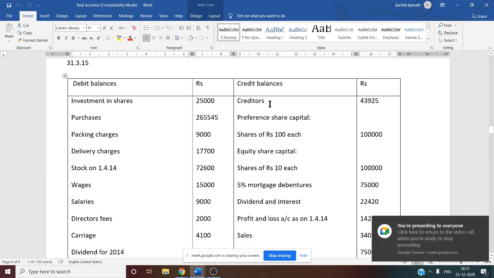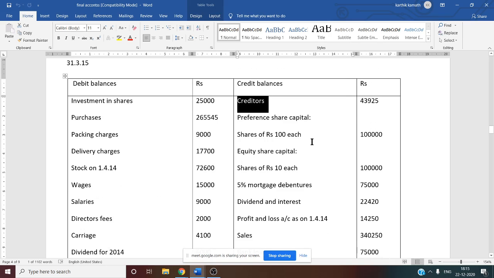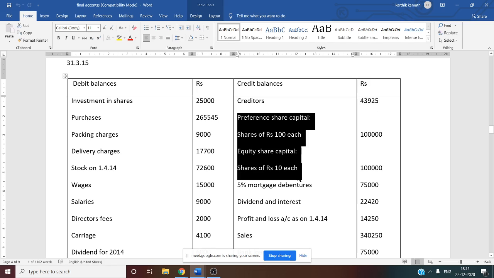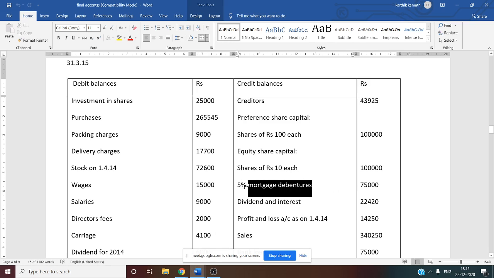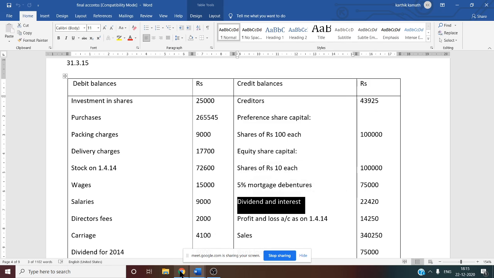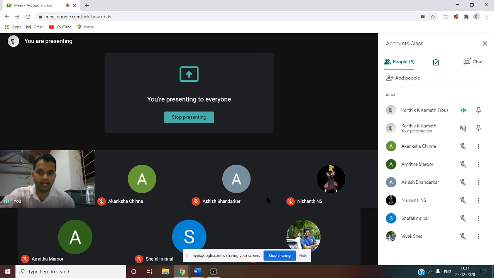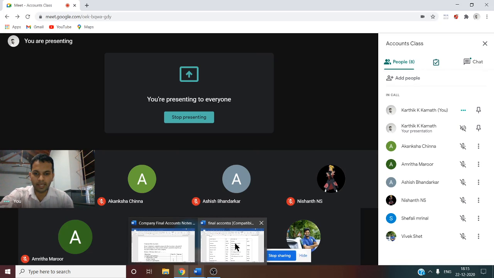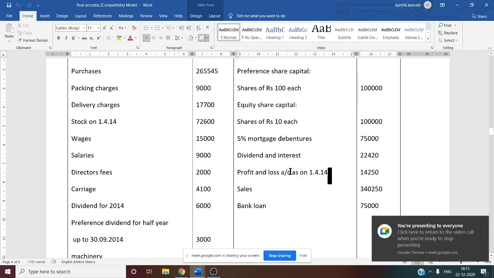That is creditors. Creditors is a trade payable, working note number 8. Then preference share capital and equity share capital, working note number 1, share capital. Mortgage debenture, long-term borrowing, working note number 3. Dividend and interest, credit balance, working note number 23, that is other income. There you have to show. Then the last thing, profit and loss account, working note number 2.